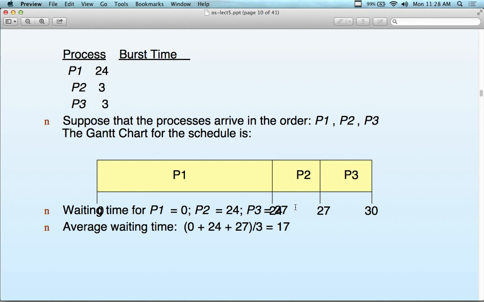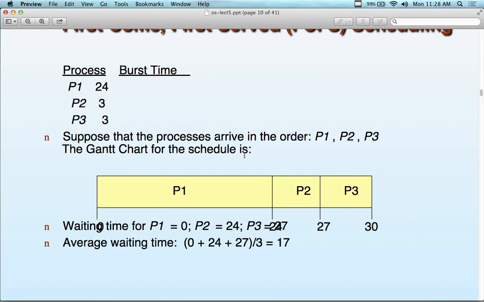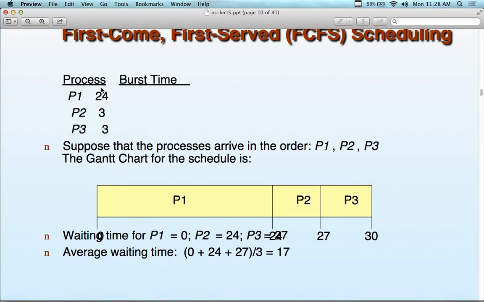So the average wait time turns out to be 17. We add up all the wait times and we divide by 3. This is because the biggest one is first come, first serve, which means it's just going to take it in the order that it arrives and it's going to run it till it's done. And you can actually do this one, it's pretty easy to implement.